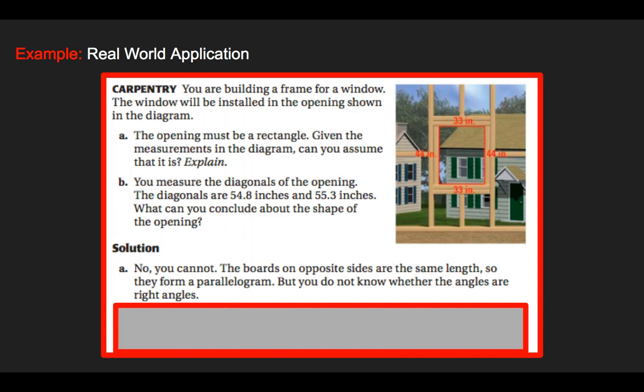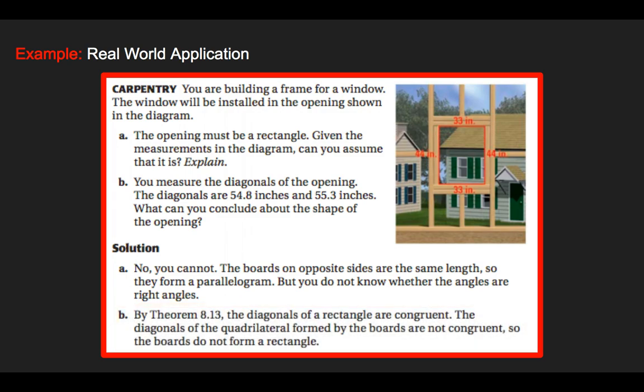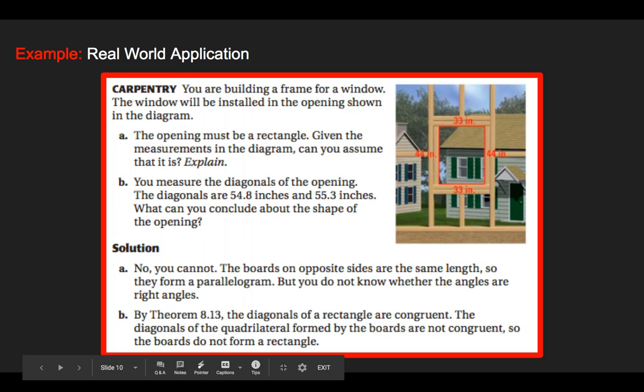Part B. You measure the diagonals of the opening. The diagonals measure 54.8 inches and 55.3 inches. What can you conclude about the shape of the opening? So you want to remember that in a rectangle, you should have diagonals that are the exact same measurement. So the fact that they don't have the exact same measurement tells us that this cannot be a rectangle.